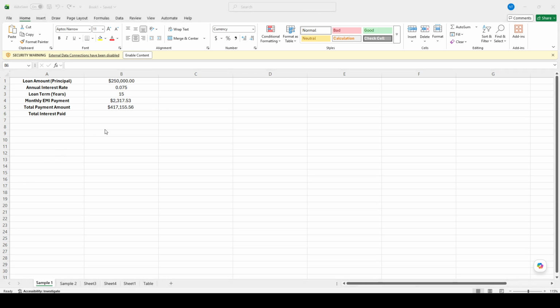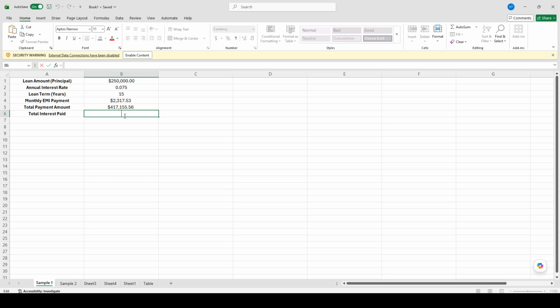Finally, click on cell B6. This cell will help you find the total borrowing cost, which is the total interest paid on the loan. This is an important value because it shows how much extra you are paying beyond the original loan amount. In cell B6, type the formula equal sign B5 minus B1 and then press Enter.